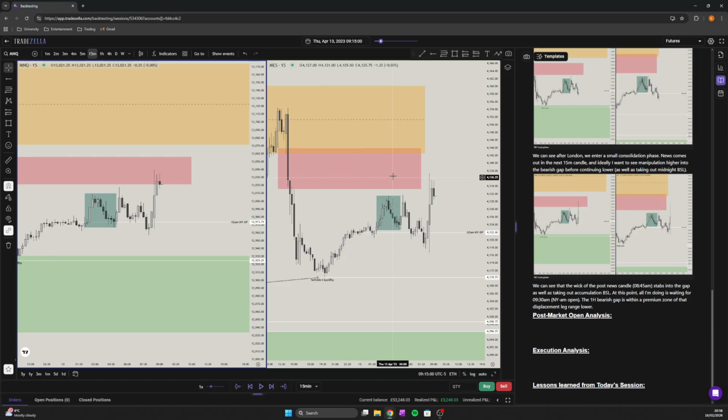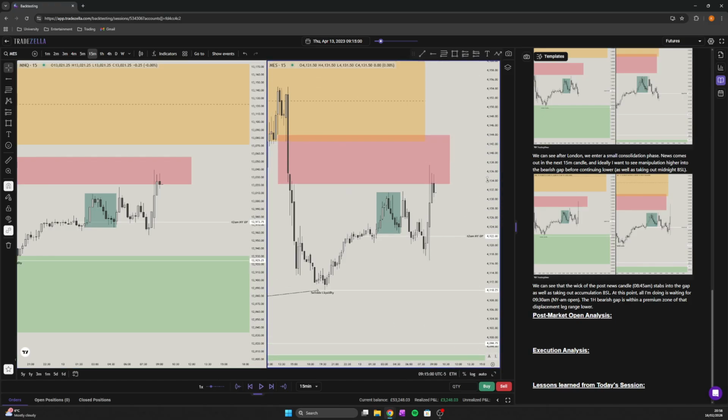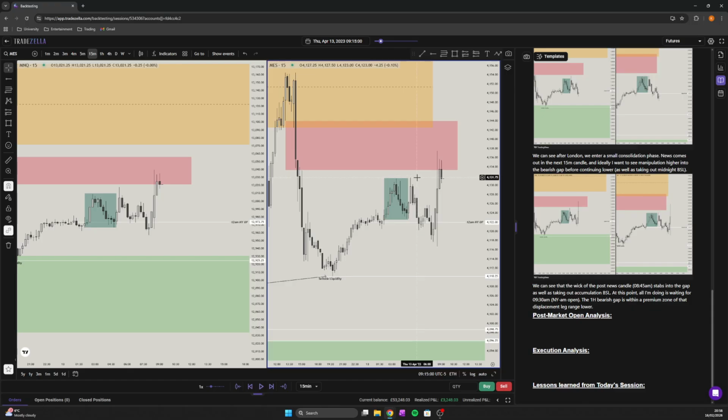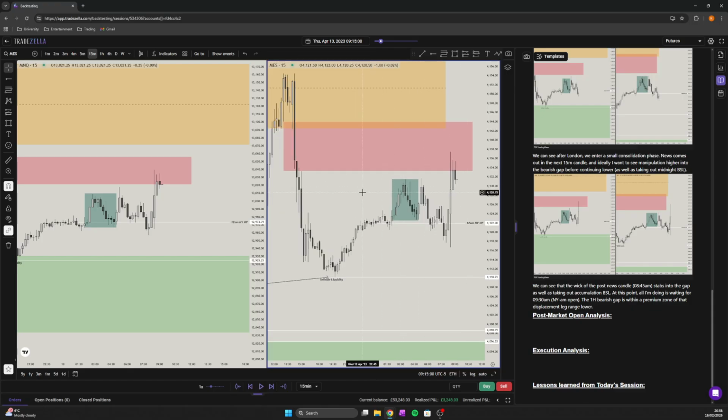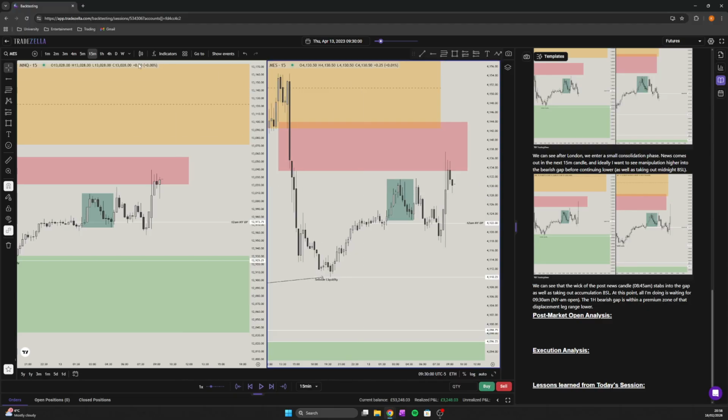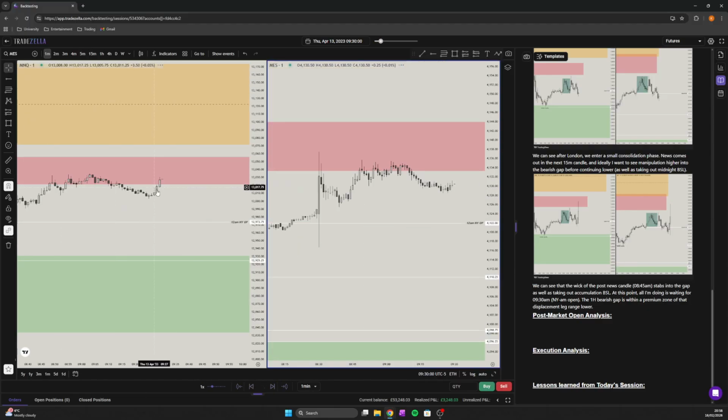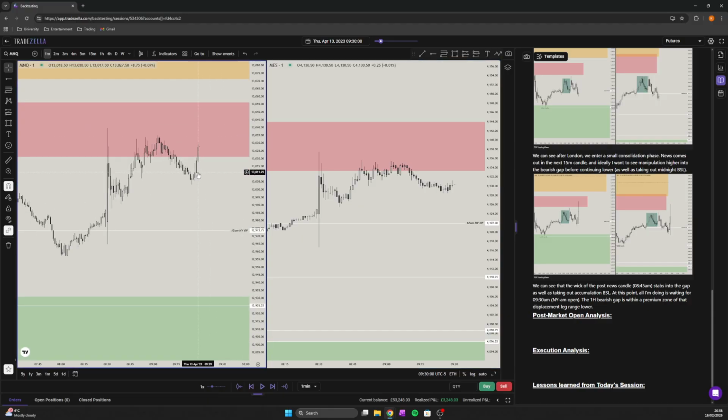Let's just, okay, so price actually respects it, right? We see wicks coming in. I like the look of that. We see an open of the 930.